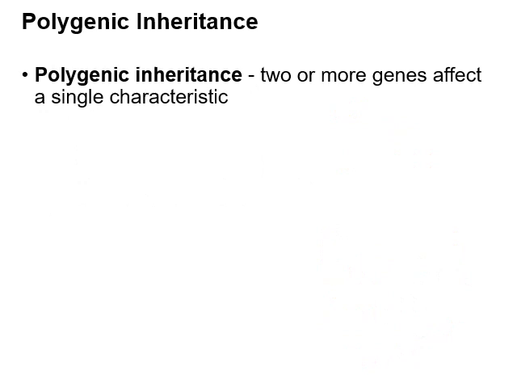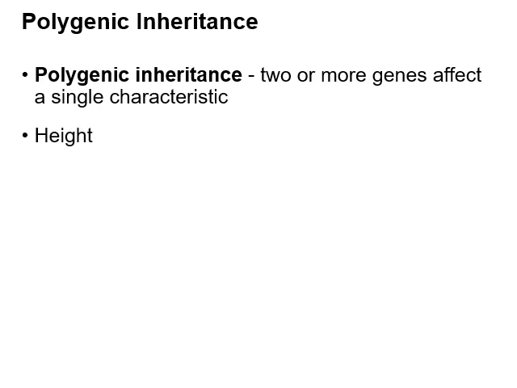However, we can have the reverse of that, and the reverse of that is called polygenic inheritance, right? So the word polygenic should kind of tell you what it means. Poly means many, genic means gene. So we're talking about many genes. So two or more genes affecting a single characteristic is what polygenic inheritance is.